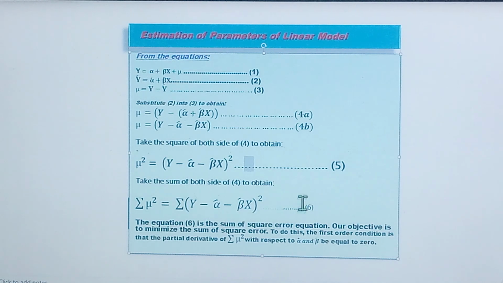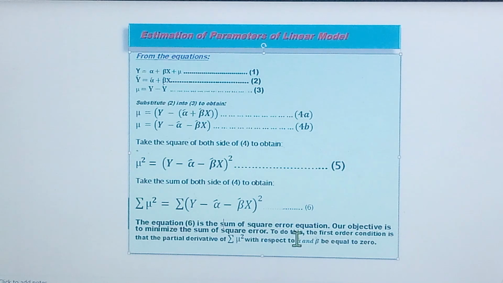Equation 5 and equation 6 differ only by including the summation on both sides of the equation. Equation 5 and equation 4b differ only by introducing the square on each side of the equation. I'm sure this is very clear. So we have summation mu square equals summation y minus alpha cap minus beta cap x, all squared.